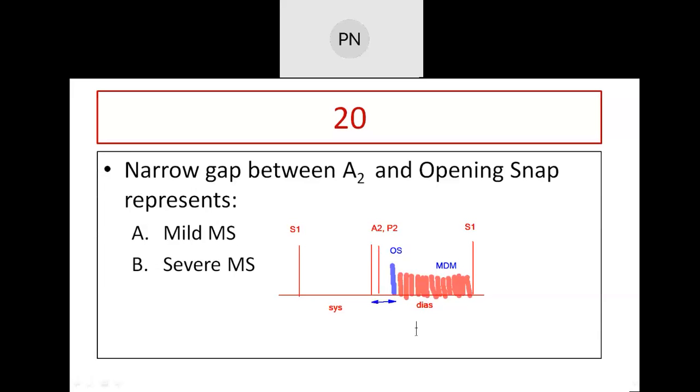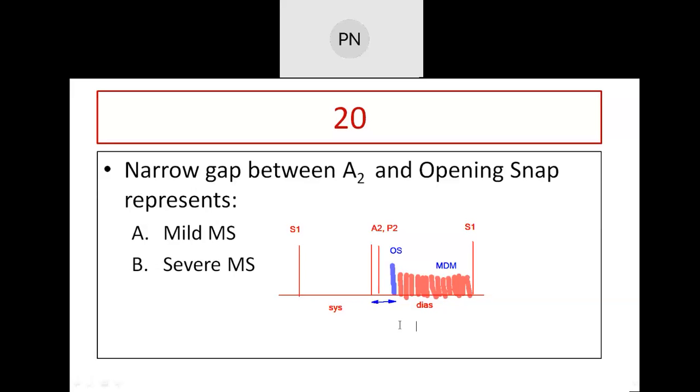So why is this gap so important? Think of the cardiac cycle. When the ventricle undergoes diastole, it gradually relaxes. The pressure in the ventricle falls. When it is just below the atrial pressure, the mitral valve opens. So opening snap represents that time when the mitral valve just opens. That is the time when the ventricular pressure is just less than the atrial pressure.